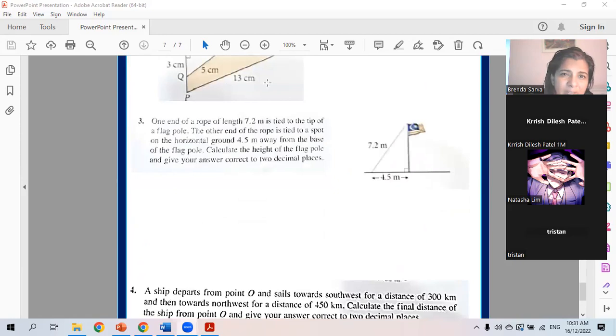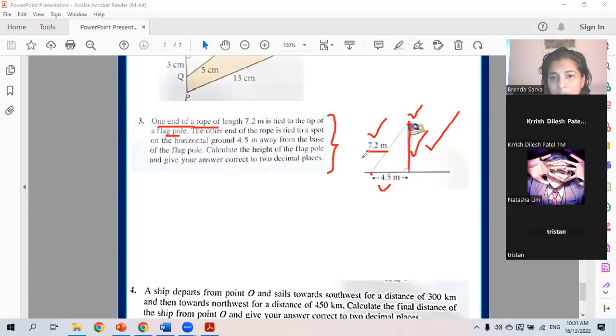Now, again, this one I think is not that difficult. One end of a rope of length 7.2 meters is tied to the tip of a flagpole, because they give you pictures some more. The other end of the rope is tied to a spot here on the horizontal ground 4.5 meters away. Now, if they just gave you the story, then you must draw it out. Since they gave you the drawing, it makes it easier. Calculate the height of the flagpole.